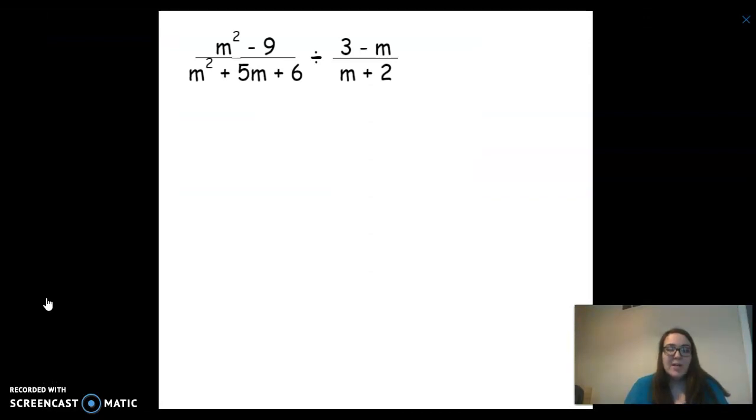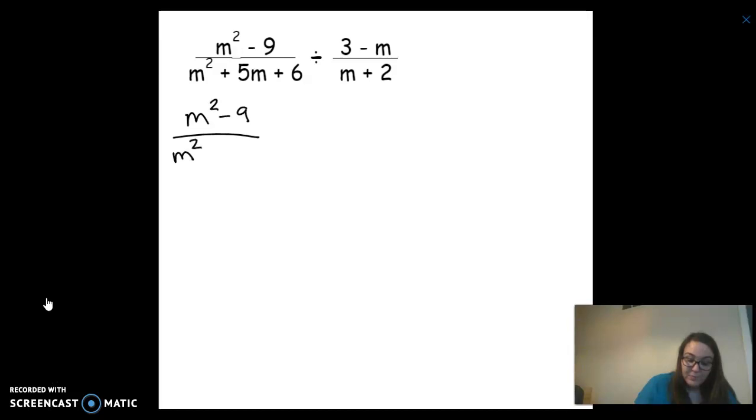m squared minus 9 over m squared plus 5m plus 6, divided by 3 minus m over m plus 2. Two ways you could go about this question. You could start by changing this to multiplication right away. So I'm going to keep that first one the same. I want this to now be multiplication instead of division, and I'm going to take this fraction and write the reciprocal.